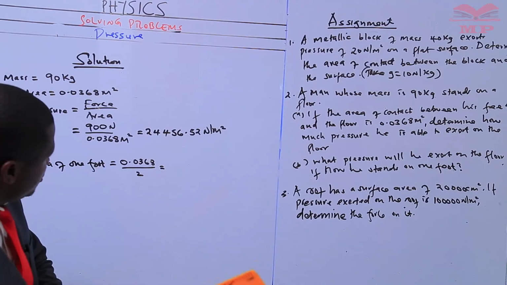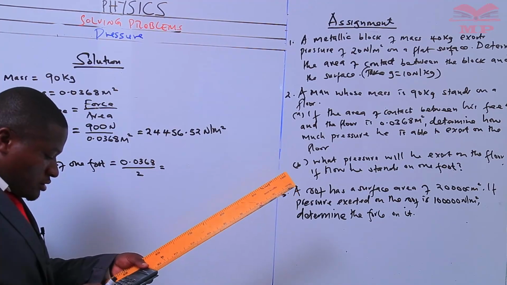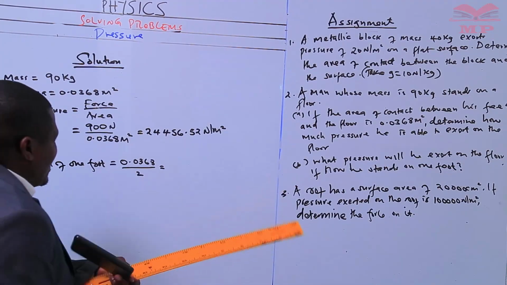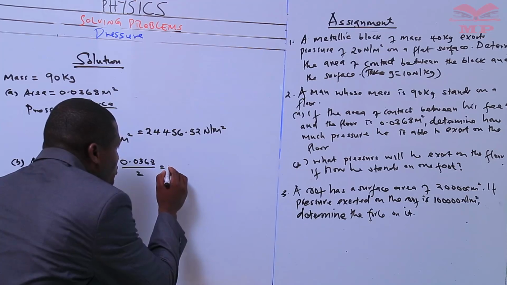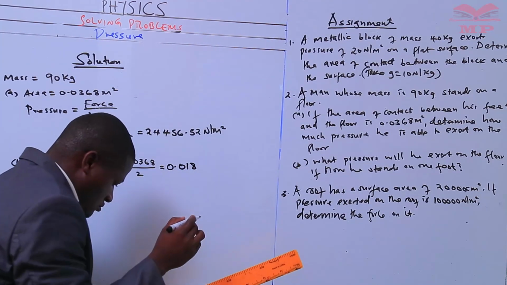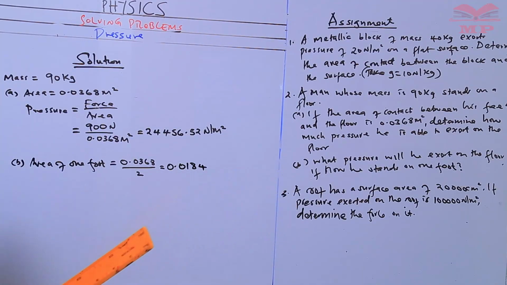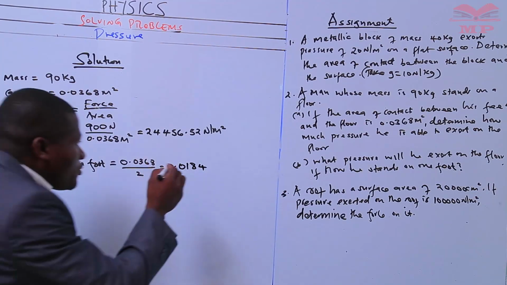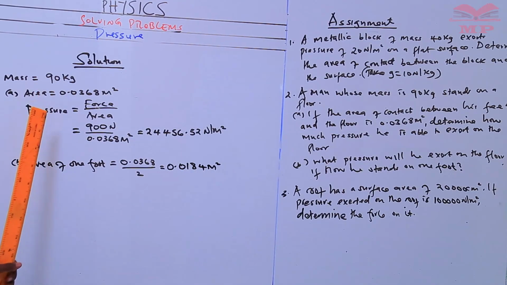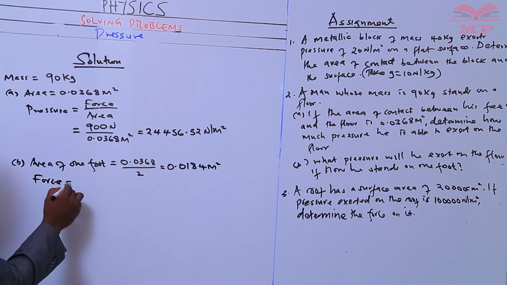Divide by 2. So you have 0.0368 divided by 2 is equal to 0.0184 meters squared. Still, we have the same force. Our force is still equal to 900 newtons.